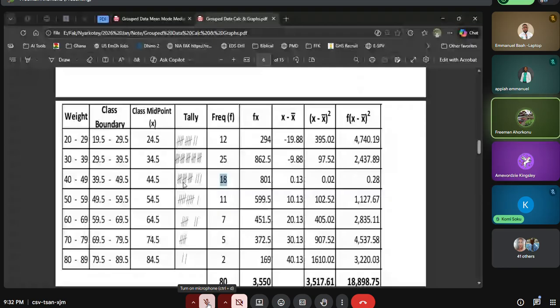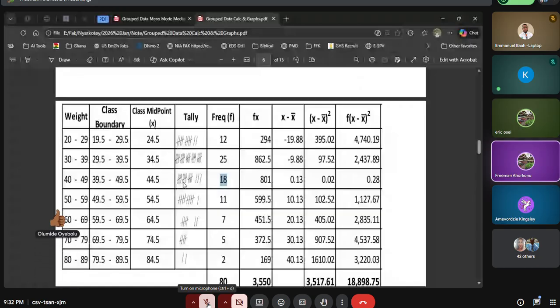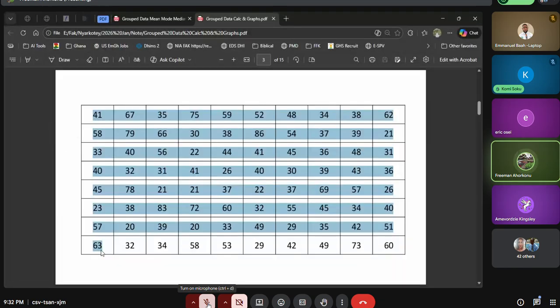Then we are going for f of x. Now remember, when you find the class midpoint, the class midpoint becomes the x. So we are using 12 to multiply 24.5. We have 294. We are using 34.5 to multiply 25.